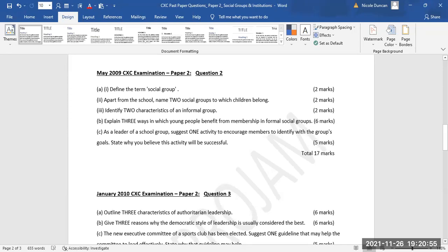We ran through this earlier, in the precursor to this session where we ran through the handouts. So what is a social group?